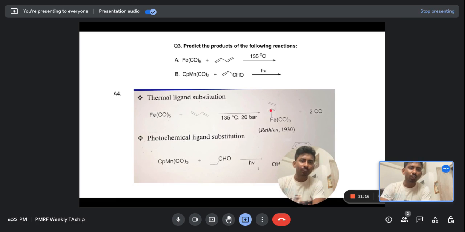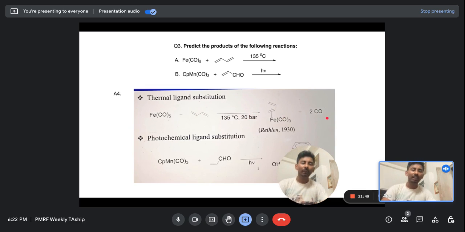This is an 18 electron complex again, because iron is an 8 electron system, butadiene is a 4 electron donor, so 8 plus 4 is 12, and 3 COs deliver 6 electrons, so 12 plus 6 is 18. So from this 18 electron species, by thermal ligand substitution at 135 degrees Celsius, and also by the application of high pressure of the 1,3-butadiene ligand, we are again producing an 18 electron compound with release of neutral CO molecules.